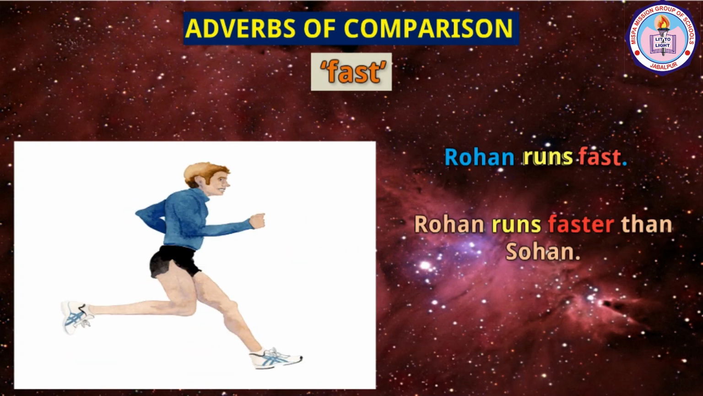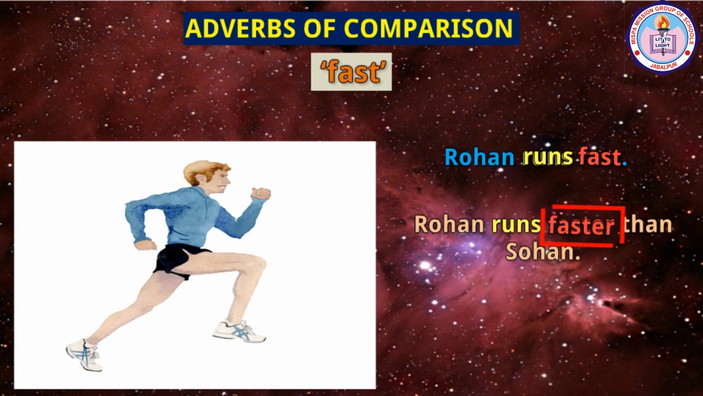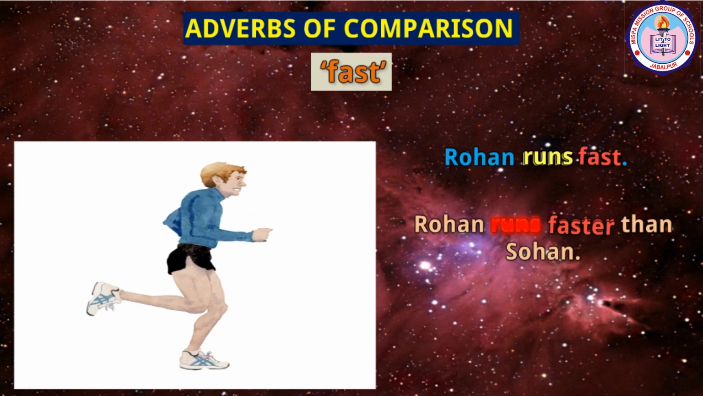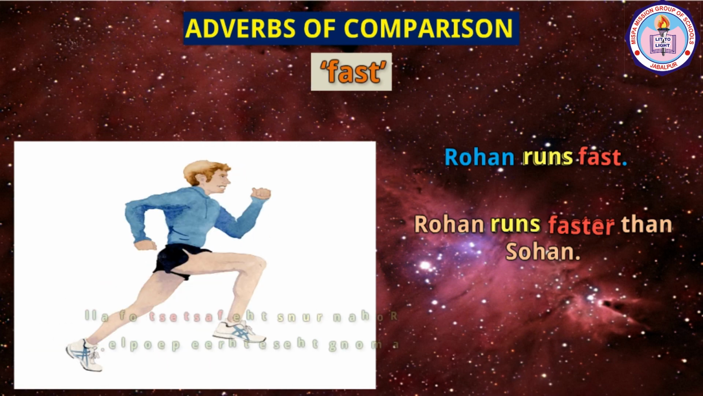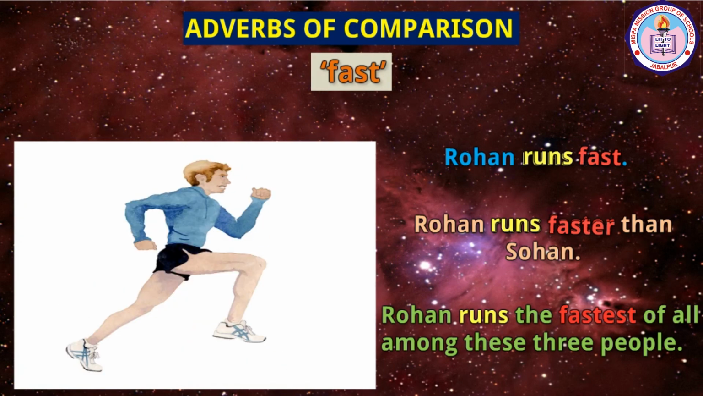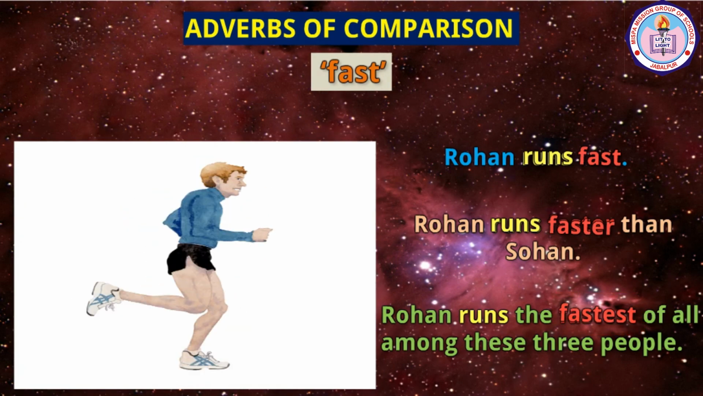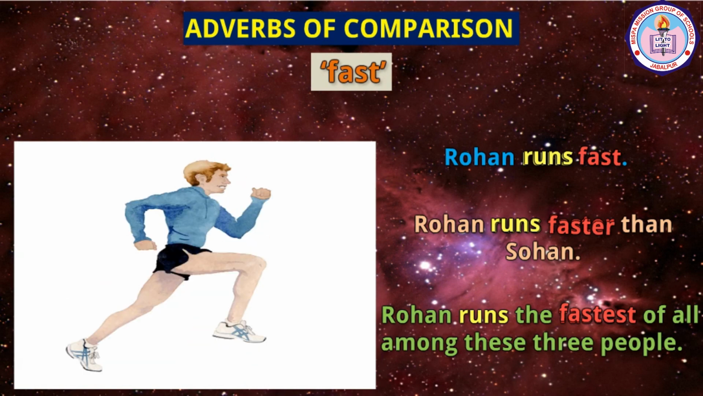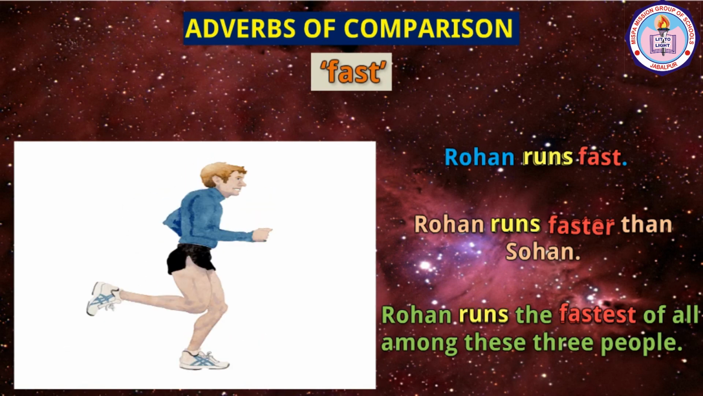Rohan runs faster than Sohan. Here, faster is an adverb in comparative degree that modifies the verb runs. Rohan runs the fastest of all among these three people. Here also, fastest is an adverb in superlative degree that modifies the verb runs.